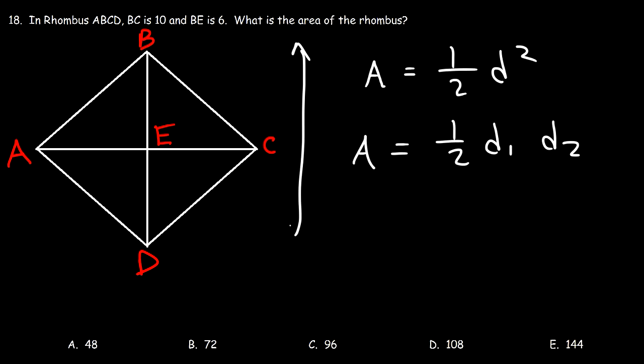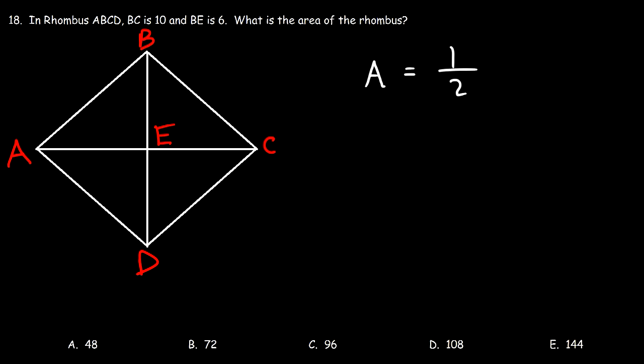So let's call this d1, that's BD, and AC is d2. So we need to calculate d1 and d2 before we can calculate the area of the rhombus. So in this problem, we're told that BC is 10 and BE is 6. So how can we figure out everything else that we need?